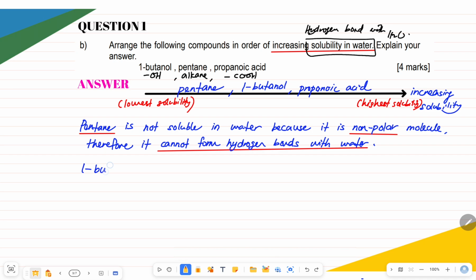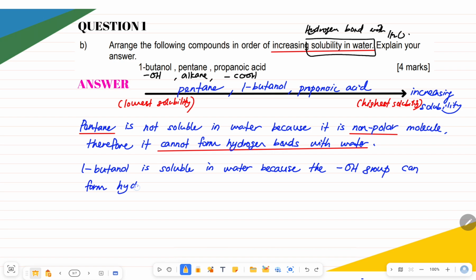Next, 1-butanol is soluble in water because the OH group in the alcohol can form hydrogen bonds with water. Very simple. Because there is OH, it can form hydrogen bond with water.